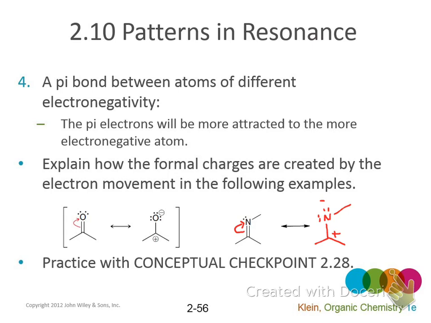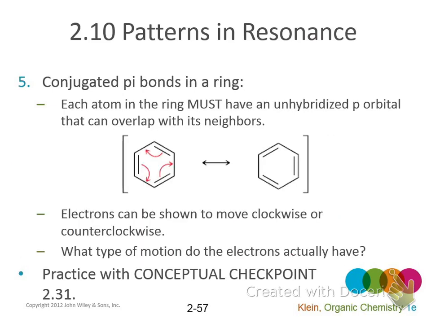The last pattern, which is fairly straightforward, but it's important to know, it's not much we do with it really at this point, is when you have conjugated pi bond systems or conjugated pi bonds in a ring. And all the electrons just move in a circle at the same time.